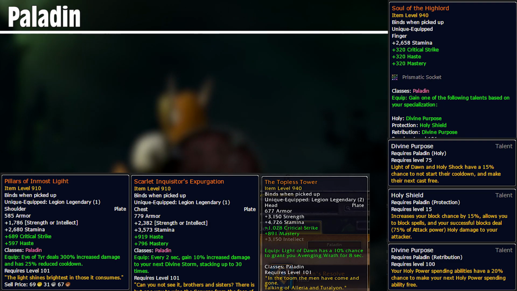The Topless Tower goes on the helmet slot. It causes Light of Dawn to have a 10% chance to grant Avenging Wrath for 8 seconds. The class ring for Paladins is called Soul of the High Lord. Depending on your spec, you'll either get Holy Shield or Divine Purpose.